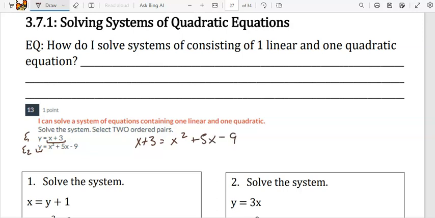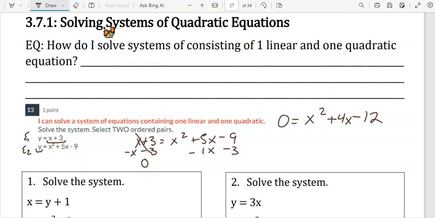Let's bring the x plus 3 to the other side. When we rewrite it, this becomes 0. We have 0 equals x squared plus 4x minus 12. From here, we can factor.